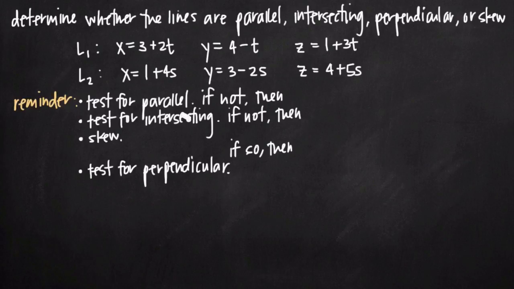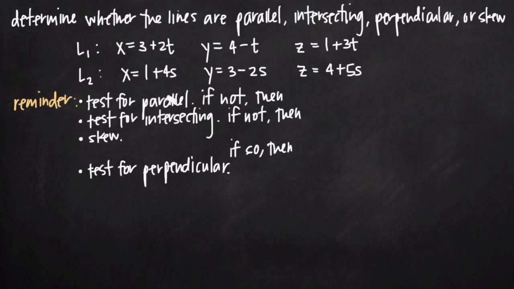Perpendicular is kind of an offshoot of intersecting. You can think of parallel, intersecting, and skew as three options. The lines have to be one of those three things. If the lines are intersecting lines, they may or may not be perpendicular, right? They could be intersecting, but at some angle other than 90 degrees, right? But they may be perpendicular lines. So if during your testing for parallel, intersecting, or skew, you conclude that the lines are intersecting, then you can move on to test for perpendicular. Sometimes you're asked to do that. But right now we're just going to start with parallel, then intersecting, then skew.